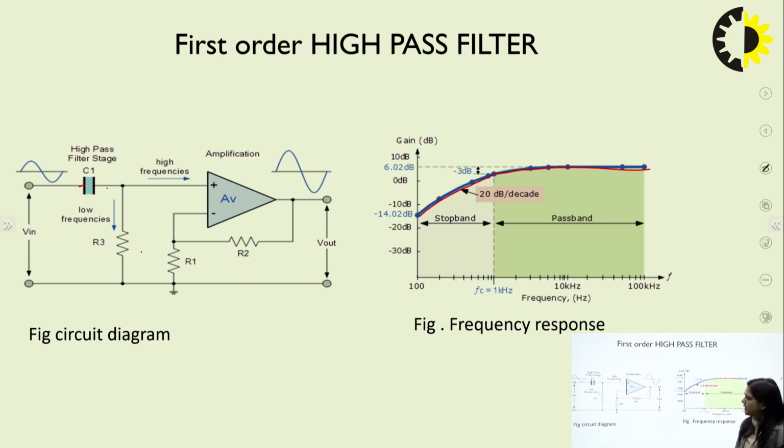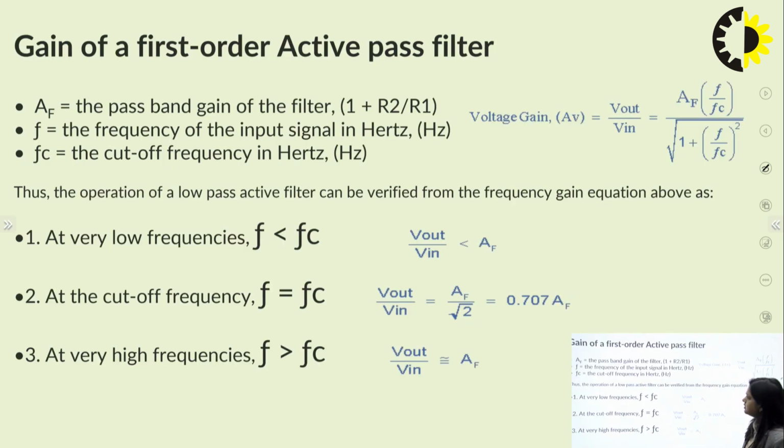So just by interchanging R and C in the low pass filter design, we can design a high pass filter. For the high pass filter, the gain is equal to 1 plus R2 by R1, similar to the low pass filter, and the voltage gain Vout upon Vin can be derived, and it equals AF times F upon FC, divided by the square root of 1 plus (F upon FC) whole squared. So in the numerator there is a term F upon FC.